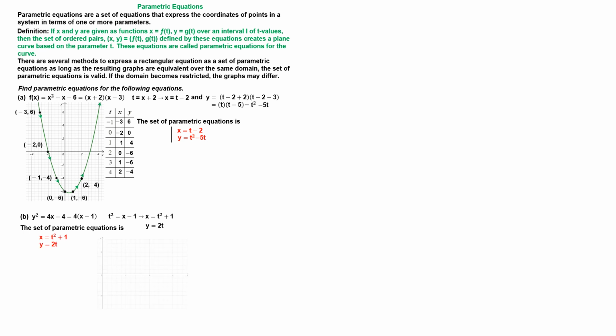The set of parametric equations is: We create a table of t values and calculate x and y to graph the curve defined by these parametric equations. As t progresses from -2 to 2, the point on the curve travels along a parabola. The direction the point moves is again called orientation and is indicated on the graph.